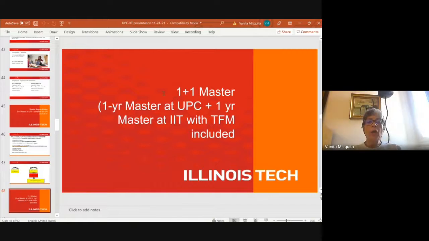For those of you who are on a 1-year master degree program and may be interested in adding another year of a master's degree at Illinois Tech, that is possible. So if you're on a 1-year master degree program, you could complete all the courses required for the 1-year master's at UPC, with the exception of your trabajo fin de master. You can complete the trabajo fin de master with the additional master's that you will pursue at Illinois Tech, so that you will receive both the UPC degree and the Illinois Tech degree.